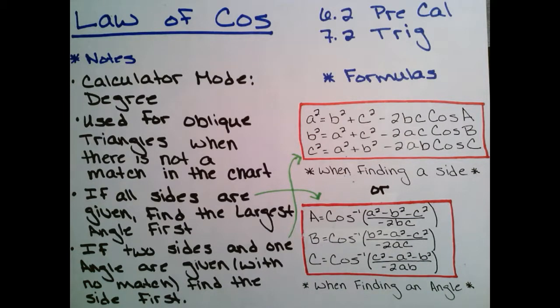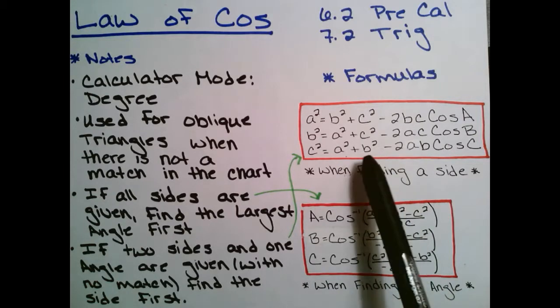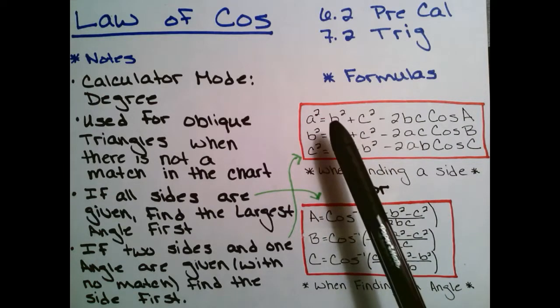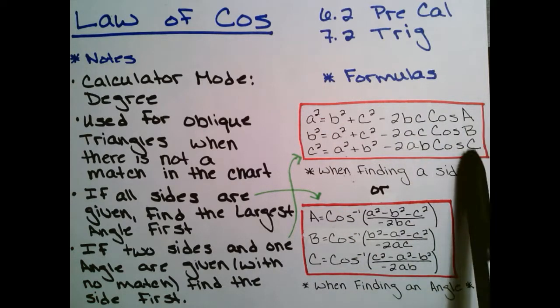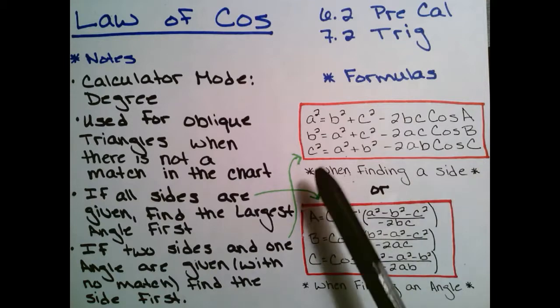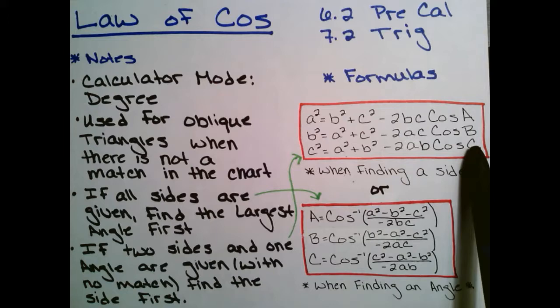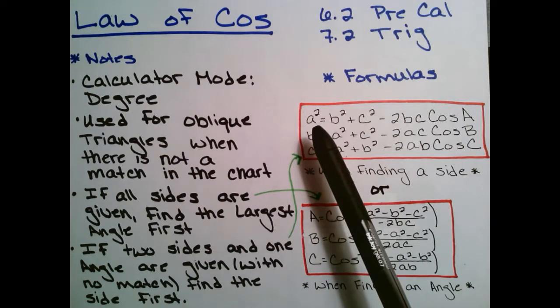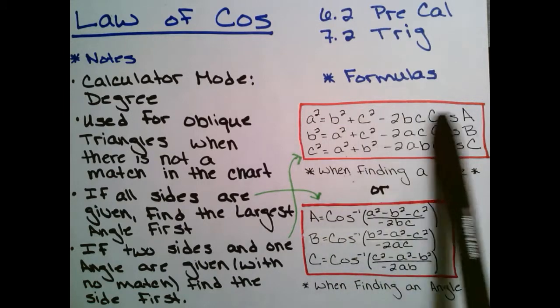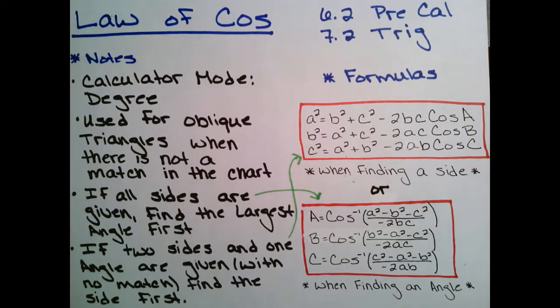All right, and then if two sides and one angle are given, with no matches of course, then you're going to be finding the side first. And that's this main formula up here. So you would plug in the two sides that are given here, and then the angle that's given here. The tricky thing about this one, not too bad, is that once you plug in this right side, it will give you what, for example, a squared is. And in order to find side A, you would have to find the square root of that number.